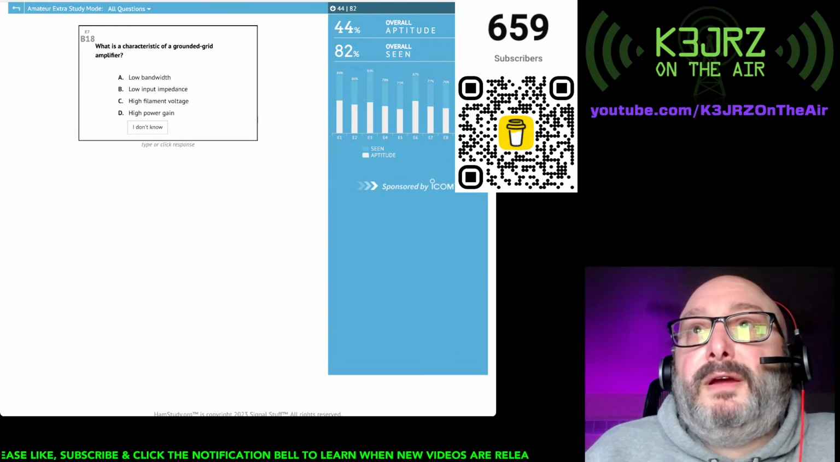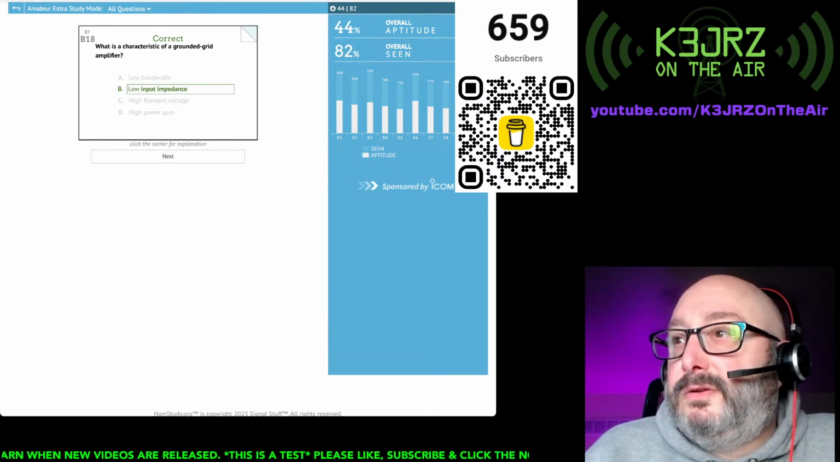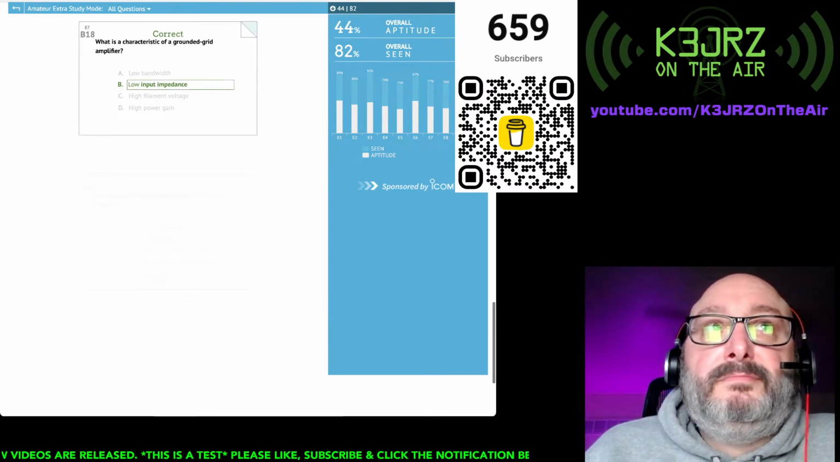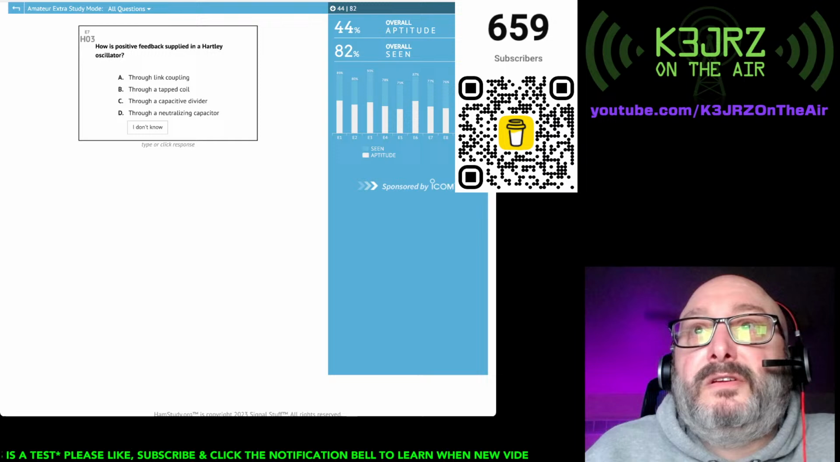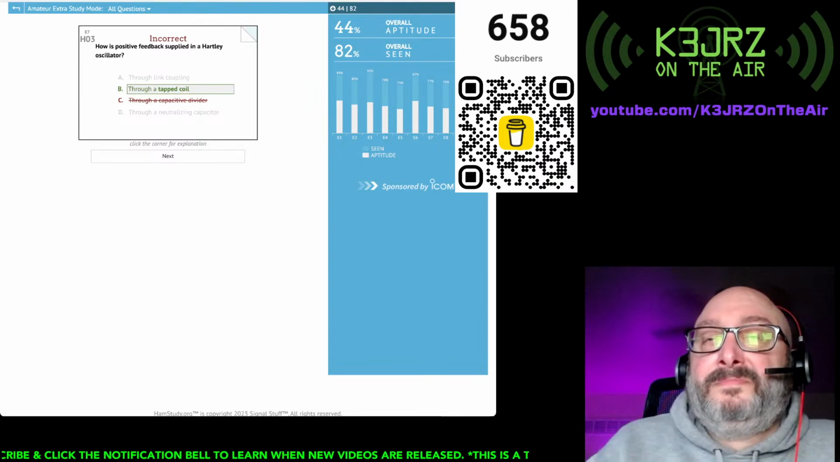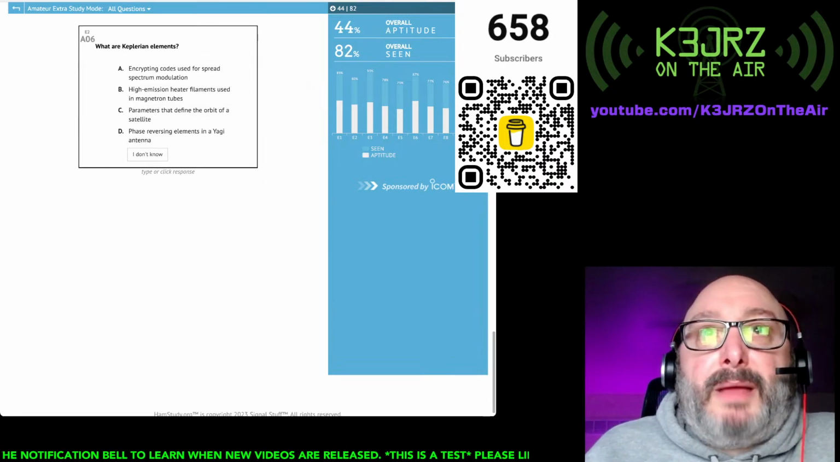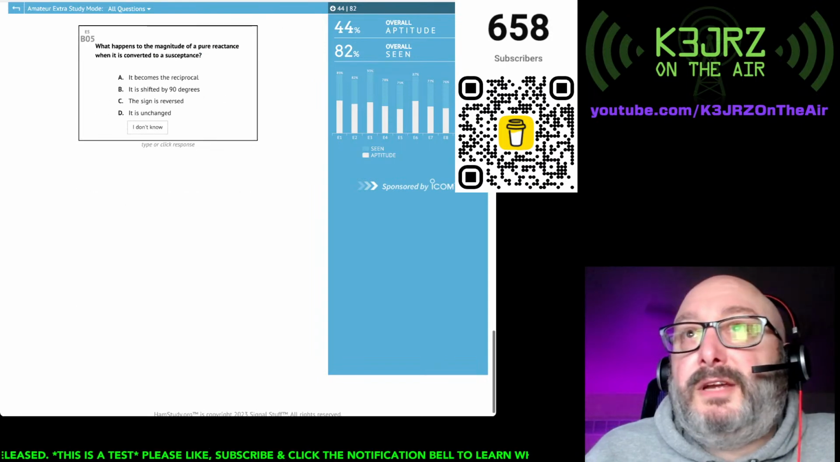What is a characteristic of a grounded grid amplifier? Low input impedance. Has a positive feedback supplied in a Hartley oscillator due to the tap coil. Keplerian elements. Parameters that define the amateur satellite.